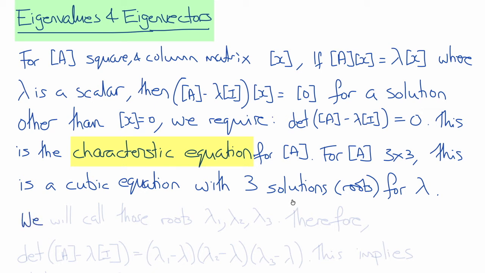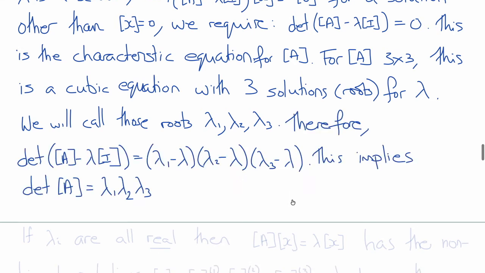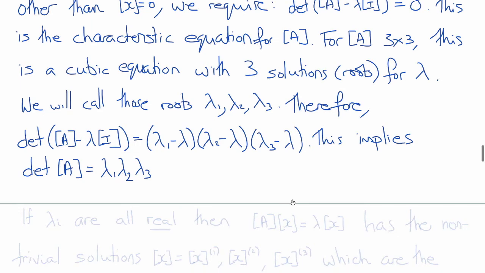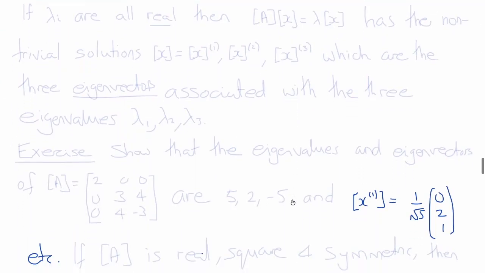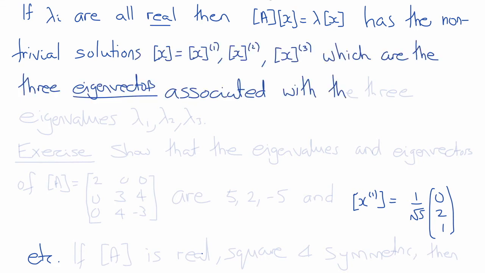Knowing that lambda 1, lambda 2, lambda 3 are the eigenvalues of the characteristic equation, we can write that the characteristic equation must look like (lambda 1 minus lambda) times (lambda 2 minus lambda) times (lambda 3 minus lambda). If we look at the constant term in this, we could deduce that the determinant of A must actually be the product lambda 1 lambda 2 lambda 3. Now, if all the eigenvalues are real, then our original equation, Ax equals lambda x, has non-trivial solutions, x1, x2, and x3. And those, of course, are the eigenvectors associated with the three eigenvalues, lambda 1, lambda 2, and lambda 3.